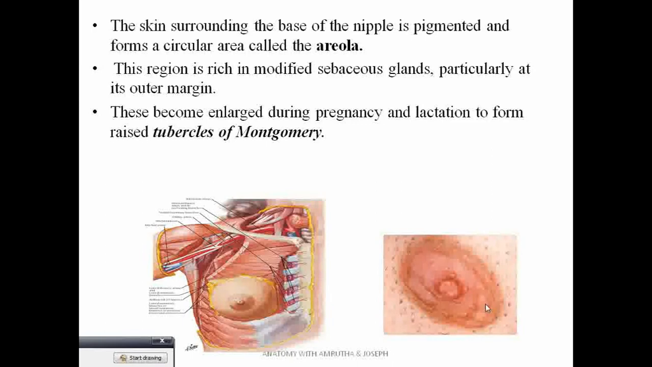and these become enlarged during pregnancy and lactation to form raised tubercles of Montgomery. So these sebaceous glands become very active and enlarged during pregnancy and lactation. That is to prevent the cracking of the nipple or the areola, and these enlarged structures are called tubercles of Montgomery.